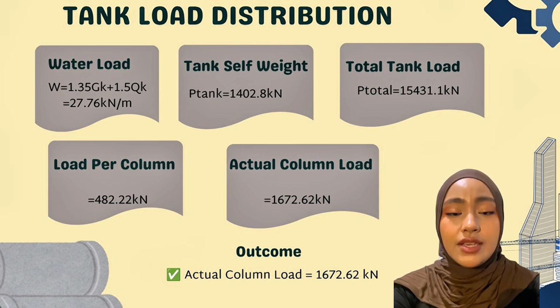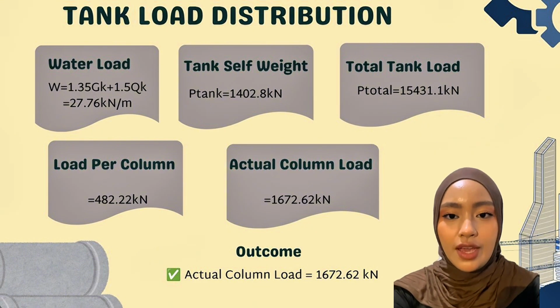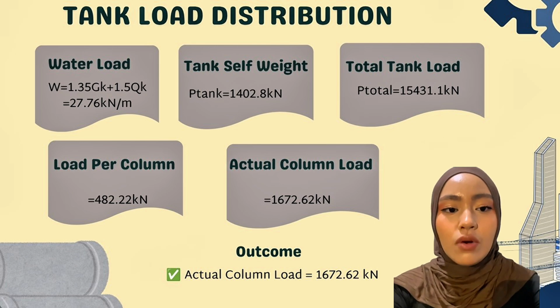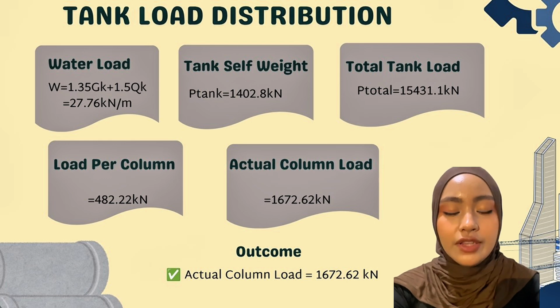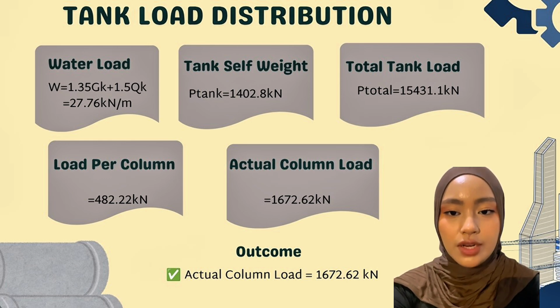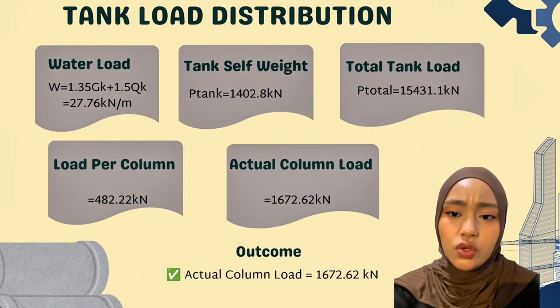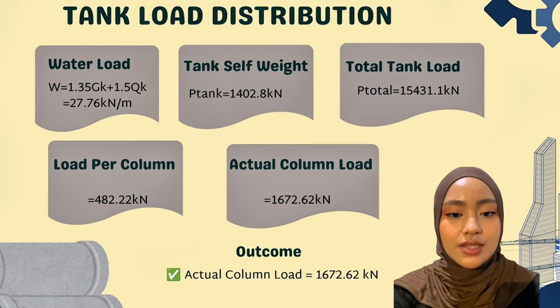This slide presents the distribution of the water tank load. The tank's self-weight is 1402.8 kilonewton, while the total tank load is 15,431.1 kilonewton. This load is distributed among the supporting columns, resulting in a load of 482.22 kN per column. After combining it with the existing column load, the actual column load becomes 1672.62 kN, which was used for the subsequent structural analysis.